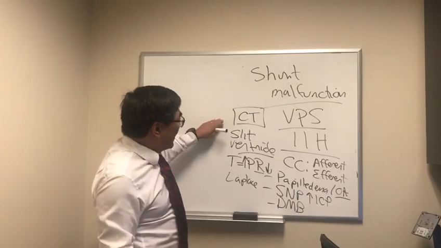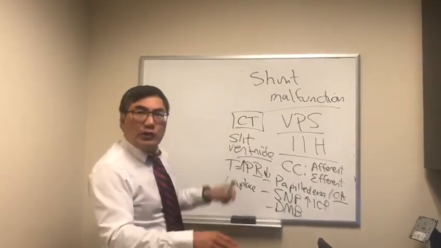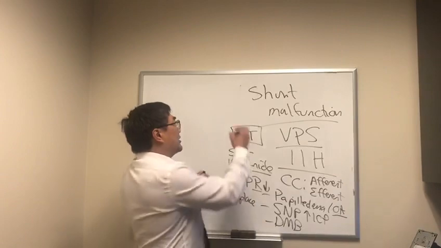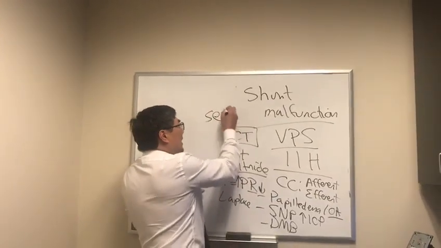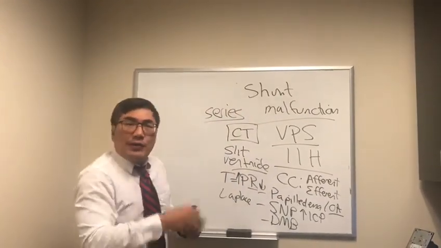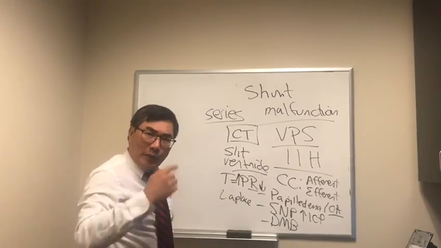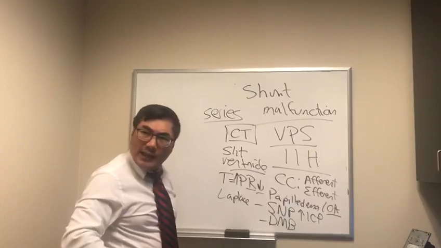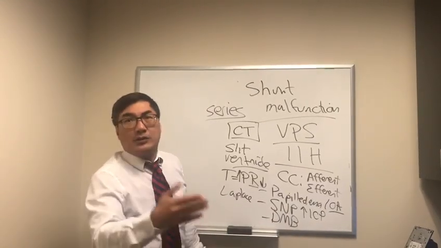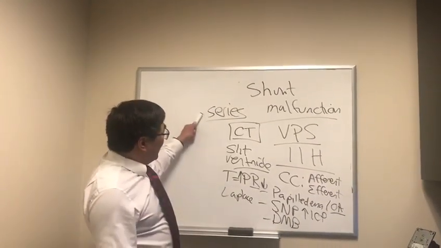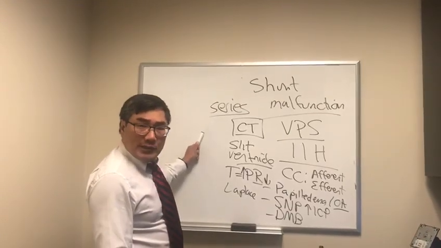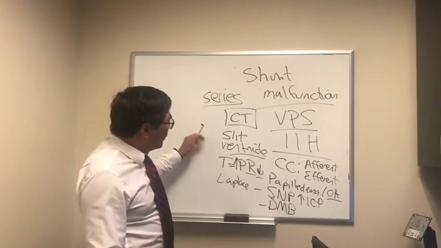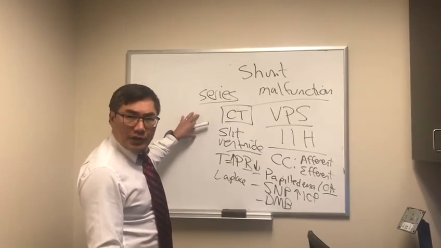If the CT scan doesn't show anything, we're going to do a shunt series. A shunt series is just a bunch of x-rays going from the head all the way down to the abdomen. What we're looking for is a disconnection in the shunt. However, the shunt could be completely connected and still be broken because it's obstructed. And so if the shunt series is negative, we're going to proceed to interrogate the shunt as well as do a lumbar puncture and measure the pressure.